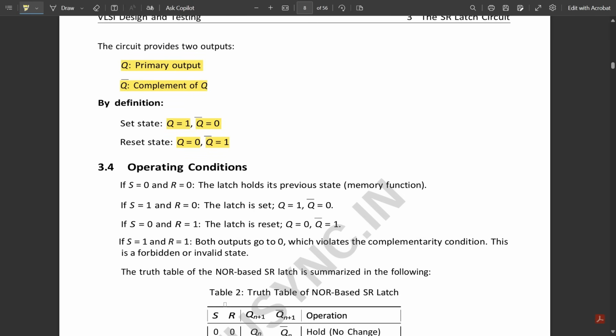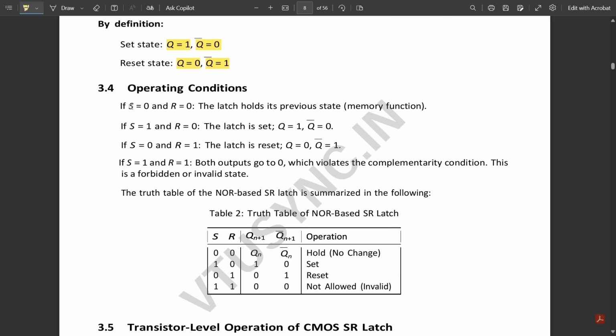Now, operating conditions for the SR latch circuit: if S equal to 0 and R equal to 0, you see the truth table here. If S and R both are 0, 0, the latch holds its previous state. That is, the latch would be in the hold state. Whatever the previous state is, it would be held, it won't get changed.